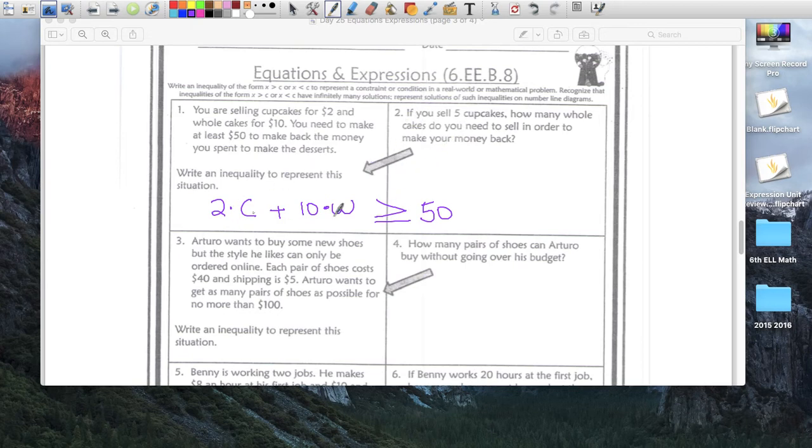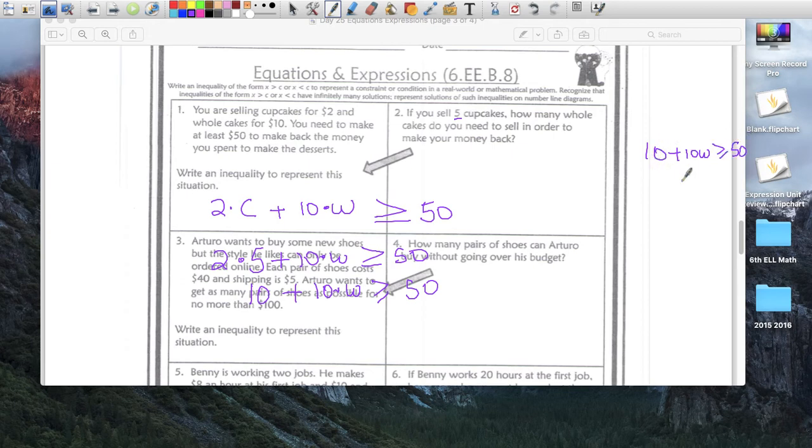So based on that, I'm going to use this. So if I sell 5 cupcakes, how many whole cakes would I need to make this inequality true? Well, let's substitute. So this 5 here would go here, so it would be 2 times 5 plus 10W greater or equal to 50. 2 times 5 is 10 plus 10W greater or equal to 50, right? So now I need to, let me just write this. I think it's very hard to see. 10 plus 10W greater or equal to 50, right?